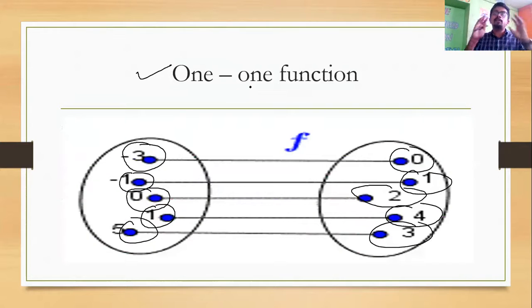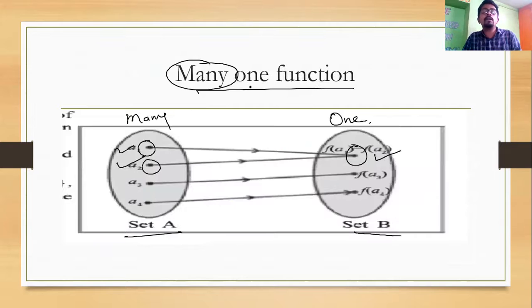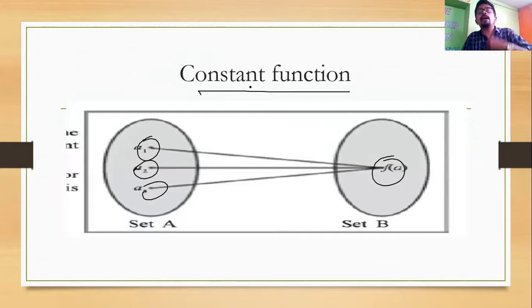Again I repeat, let it be clear, this should be kept in mind because it is the most important part of your boards as well as of your future, wherever your maths is going to come. The first thing is one one function. What is one one function? Each element has a unique image in the codomain. Second one is many one function. Two or more than two elements having the same image, having only one image, that is called many one. Constant function, all the elements having the same image is a constant function.